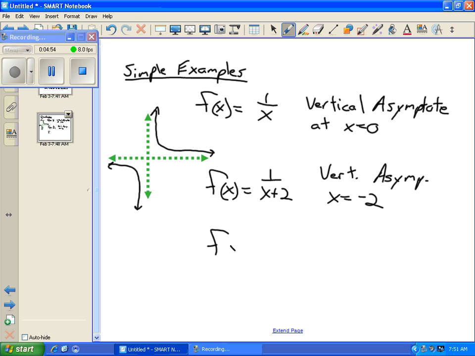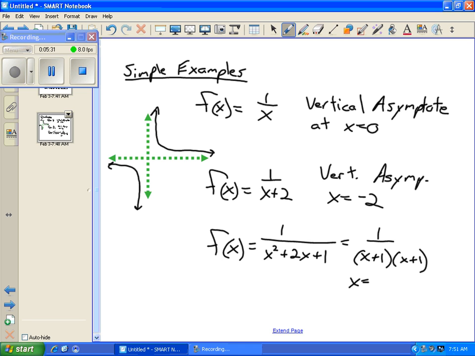You might also have something a little different. You might have a polynomial, so let's do x squared plus 2x plus 1. We're going to have to factor that to see what makes it 0, to see what factors there are on the bottom. So that's x plus 1 times x plus 1, right? Now if there were two different factors here, we would have two values where there would be vertical asymptotes, but here we've got x plus 1 and x plus 1. So that means at x equals negative 1, we're going to have a vertical asymptote.